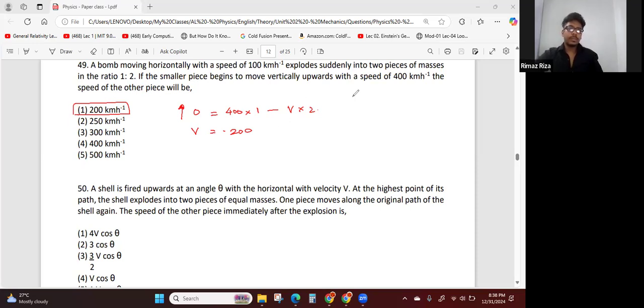What is the velocity of the larger piece?